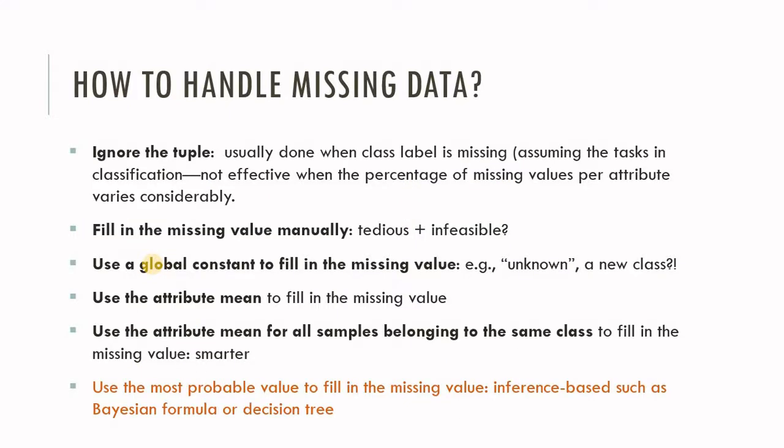Another is to use the most probable value to fill in the missing value. Inference-based methods, such as the Bayesian formula or a decision tree, are also used for handling missing data. So that is how we can handle the missing values. I will show you one example of how we can fill the missing values.